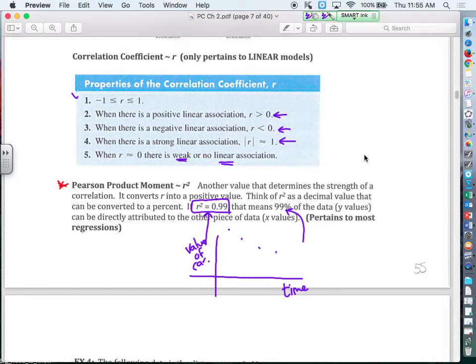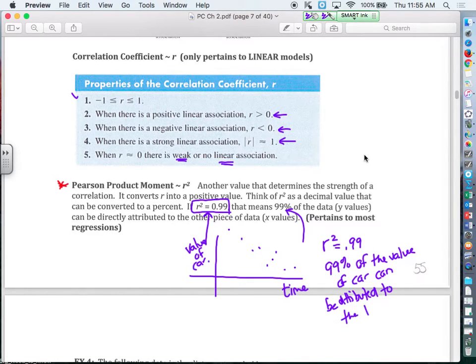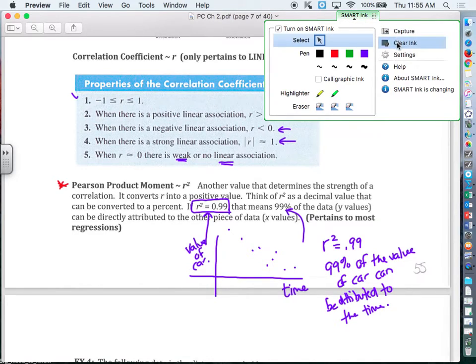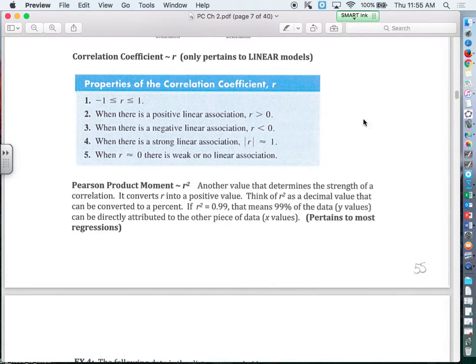Right, so if we had plotted those points, whatever they happen to look like, if you get a big R squared value, suppose we came up with an R squared value of 0.99, it means 99% of the value of the car can be attributed to the time that you've owned the car. So it talks about that. Maybe it's something else that's affecting the value of the car. If you smash up the car, it's not going to have the same value as if it's not been smashed up. So what we're going to do, take your calculator out.